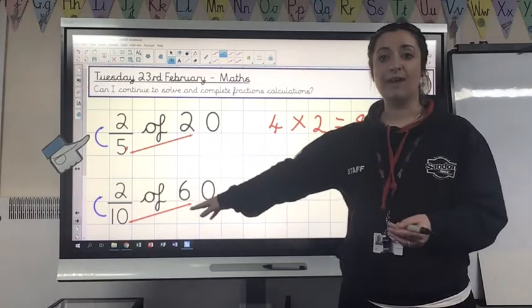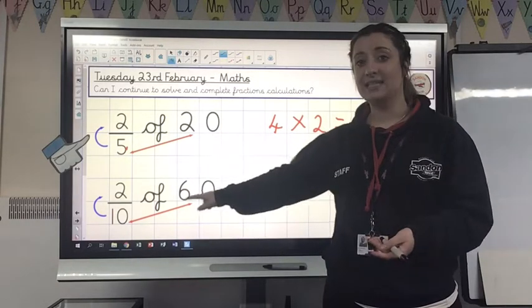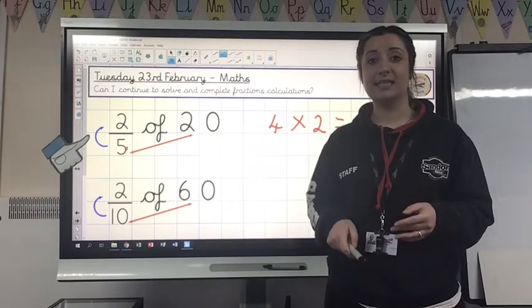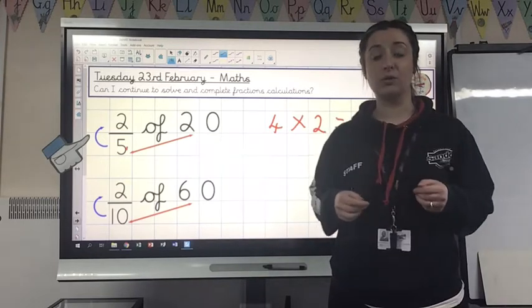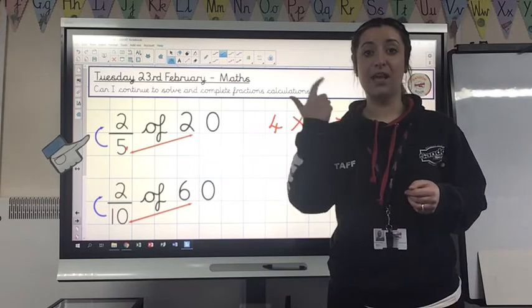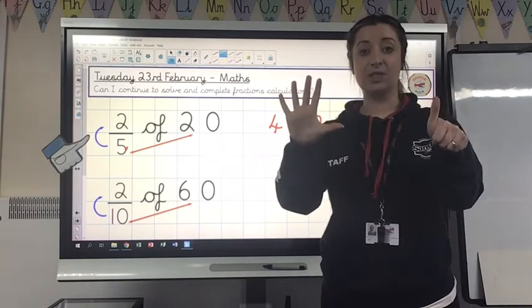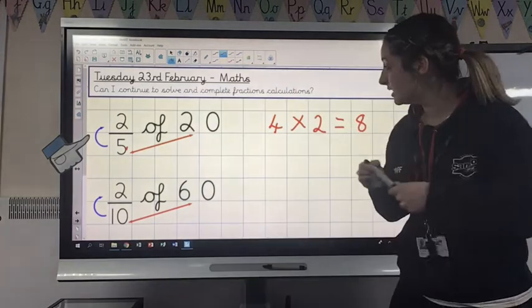First of all, we look at the red arrow, and we need to divide 60 by 10. So I need to know how many 10s go into 60, so you can count along with me if you want to. 10, 20, 30, 40, 50, 60. 6 lots of 10 make 60, so I'm going to put 6 over here.